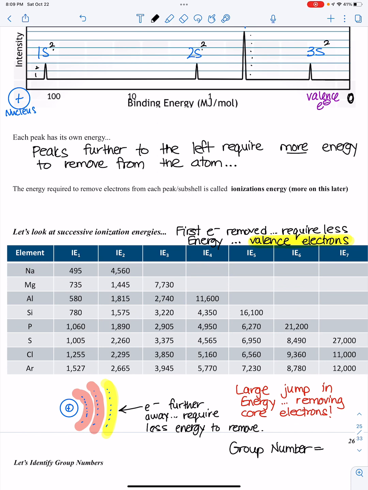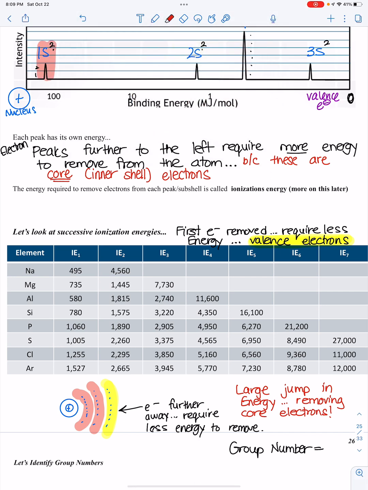Peaks further to the left require more energy to remove from the atom. These electron peaks, I really should say that each of these peaks correspond to electrons in the atom. More to the left require more energy to remove from the atom. That's because, I'm going to write this in a different color, these are what we call core or inner shell electrons. So in this case, I'm going to highlight them in red and get in the habit of knowing that.